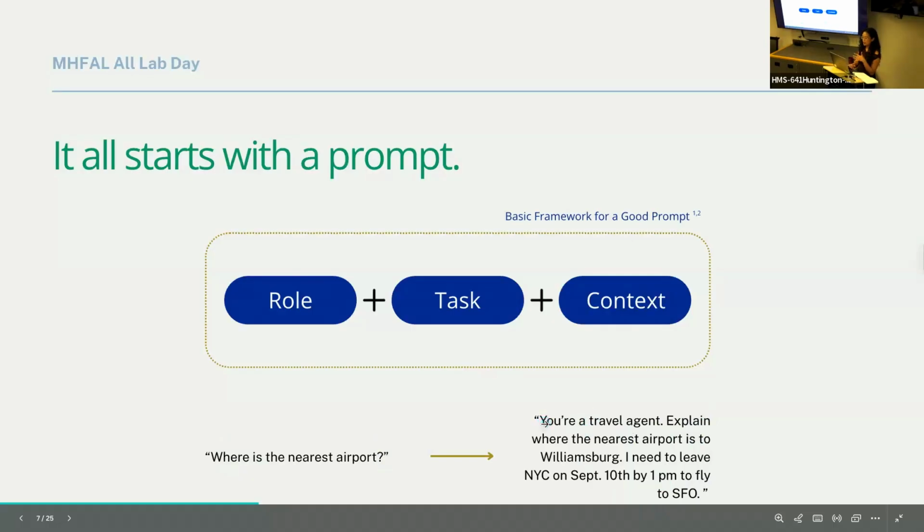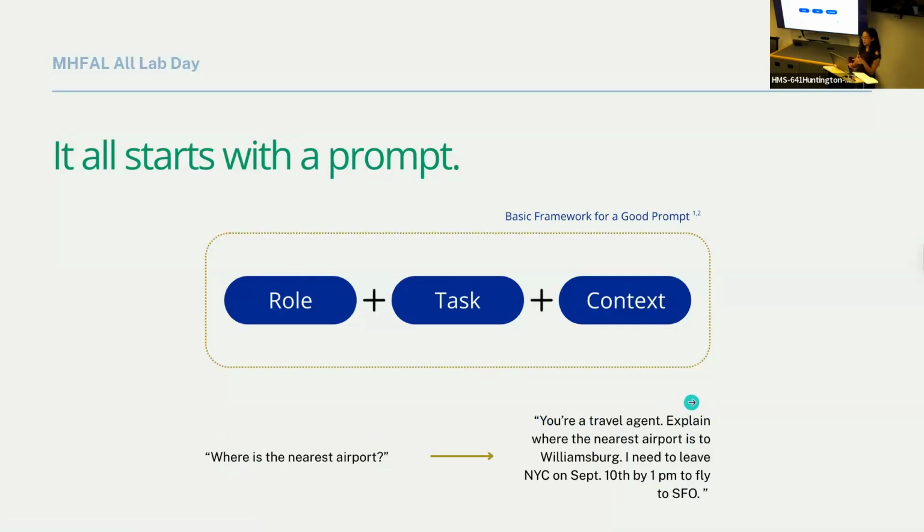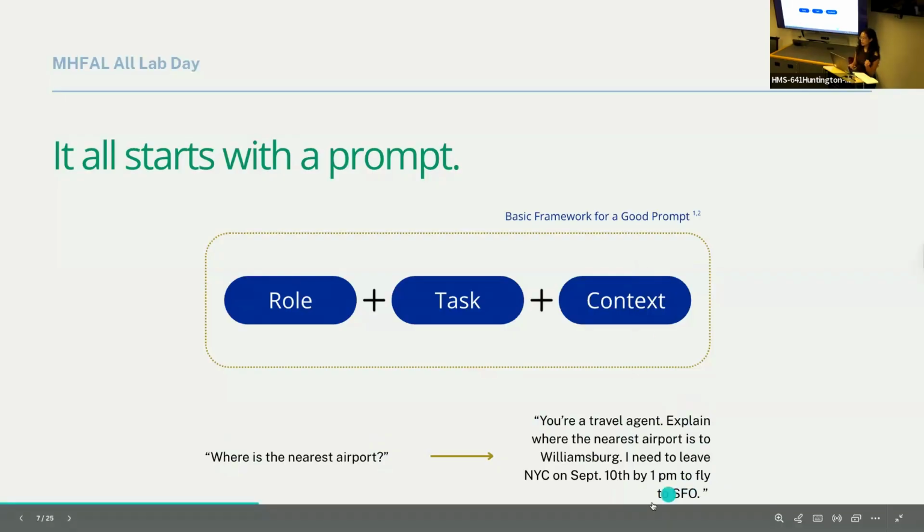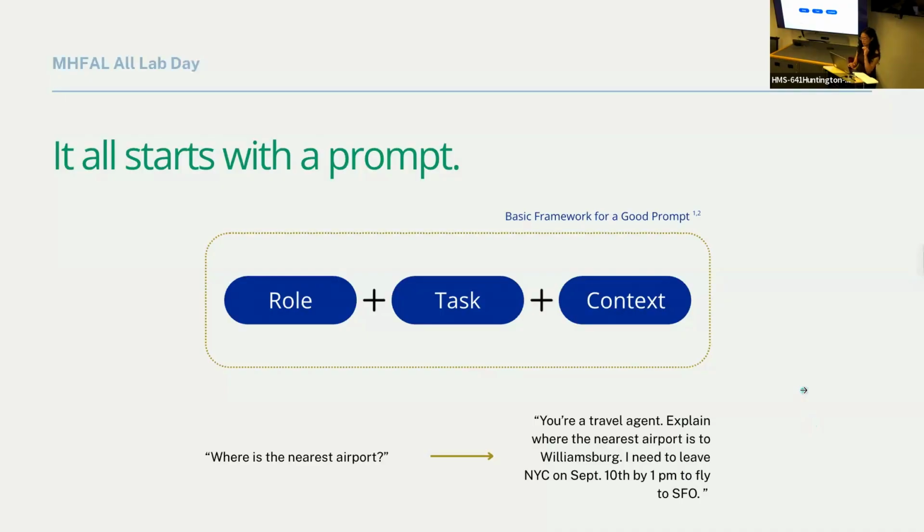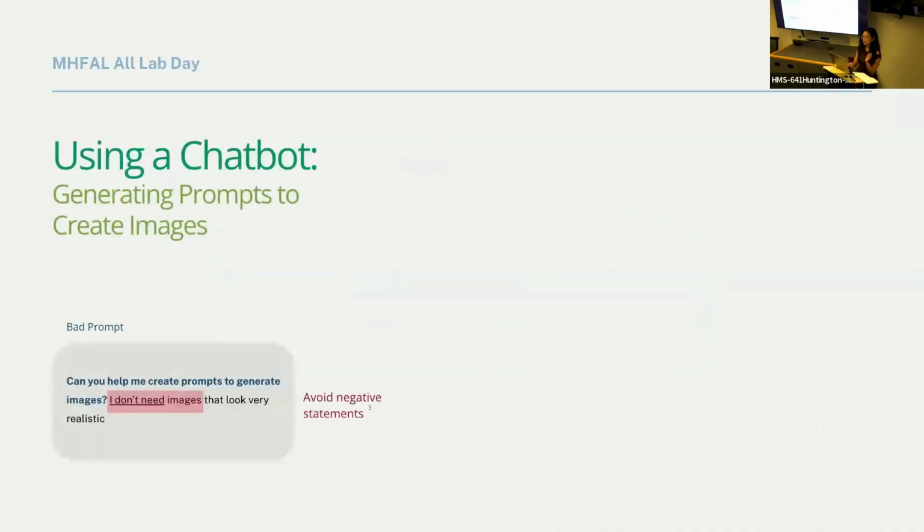Just based on this easy example of a good prompt on this side of the screen, the role here is you're a travel agent. The task is to explain where the nearest airport is to Williamsburg, and the context is, I just made this up, I need to leave New York on September 10th by 1 p.m. to fly to SFO. The context here is helping it understand traffic patterns, the time of day, the potential flights you need. So again, it's not Google search. It is really there to help your very specific use case.